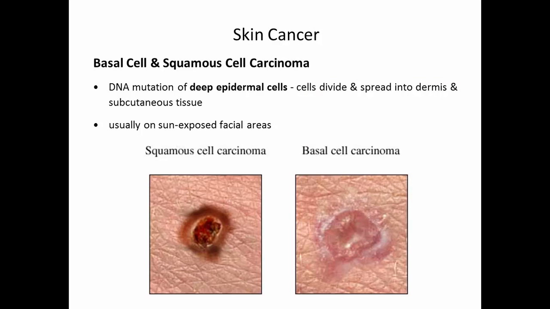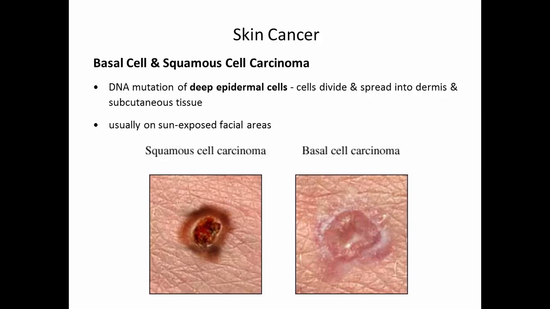Skin cancer is caused by mutations of DNA within the skin. In the case of basal cell and squamous cell carcinoma, the mutation occurs in those living deep bottom layer of epidermal cells, and when the mutation occurs, the cell loses control of its division, and they divide uncontrollably, and they create a mass of cells, and this can spread into the dermis and into the subcutaneous tissue.